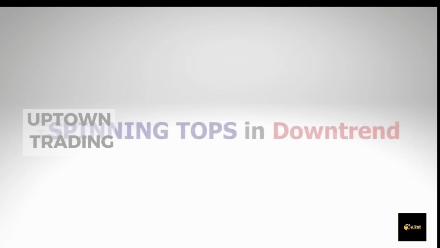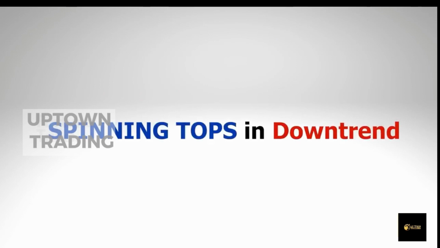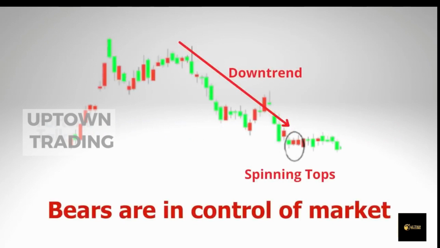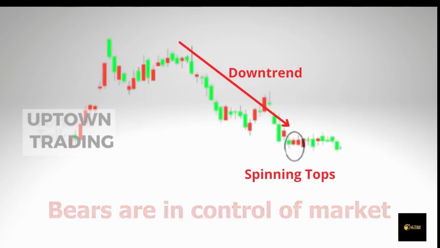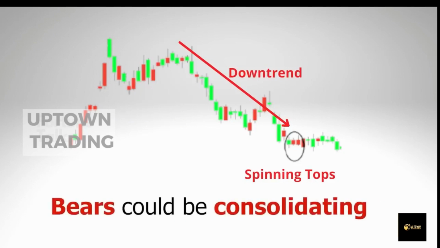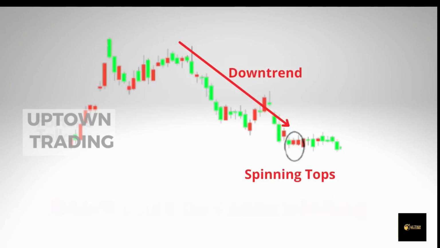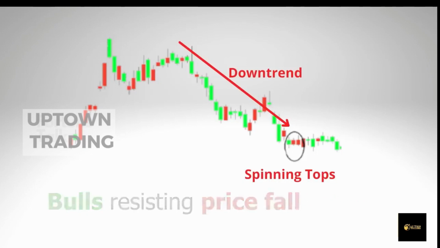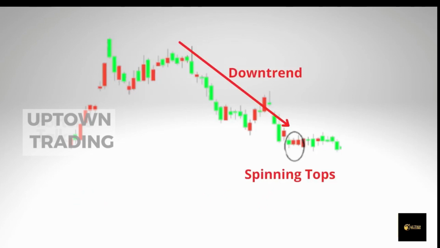Now what if the spinning top were to occur in a downtrend? During a downtrend, the bears are in absolute control as they are able to take the prices lower. A spinning top in the downtrend indicates that the bears could be consolidating their position before resuming the trend. It can also be seen as an attempt by the bulls to arrest any further price fall. But are they really successful? Because if the bulls were really successful, it would have resulted in a strong bullish candle rather than a spinning top. So clearly there are two foreseeable situations or outcomes with equal probability in this case.